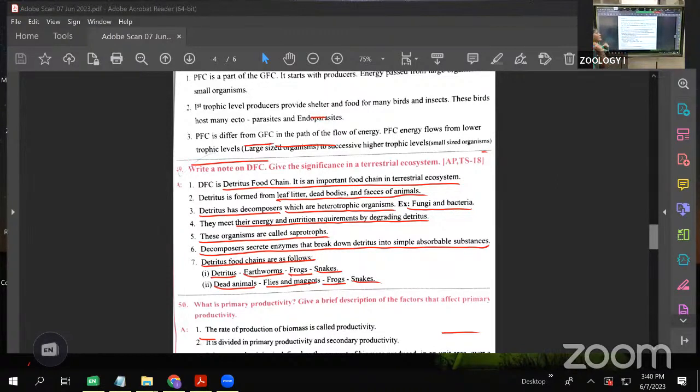Clear? The grazing food chain started with the green grass and the green plants. The detritus food chain is started with the detritus. Clear? This one is about the detritus food chain.